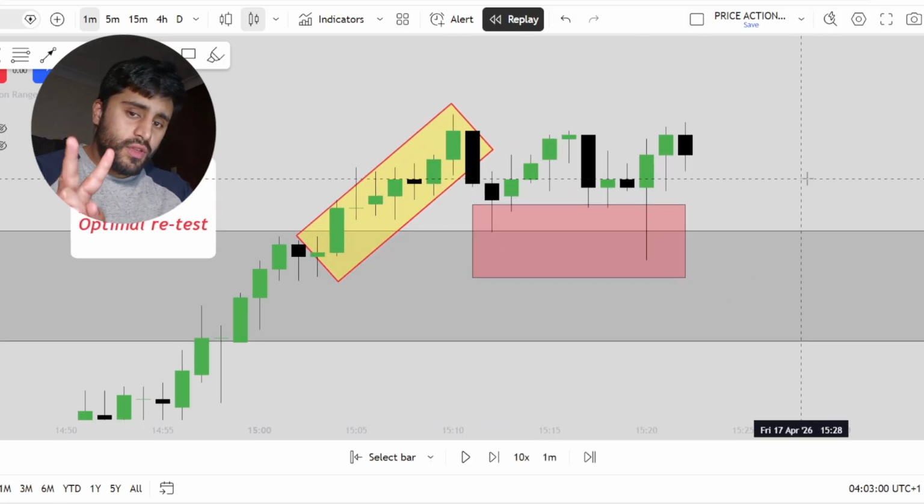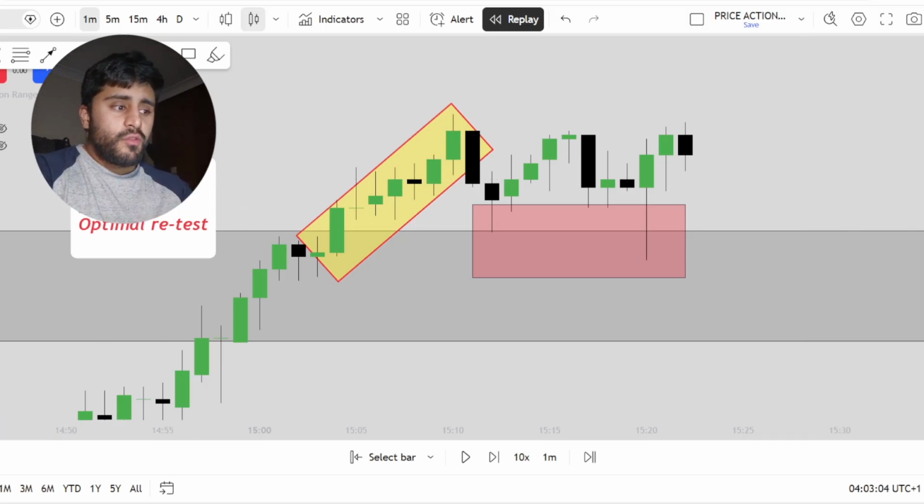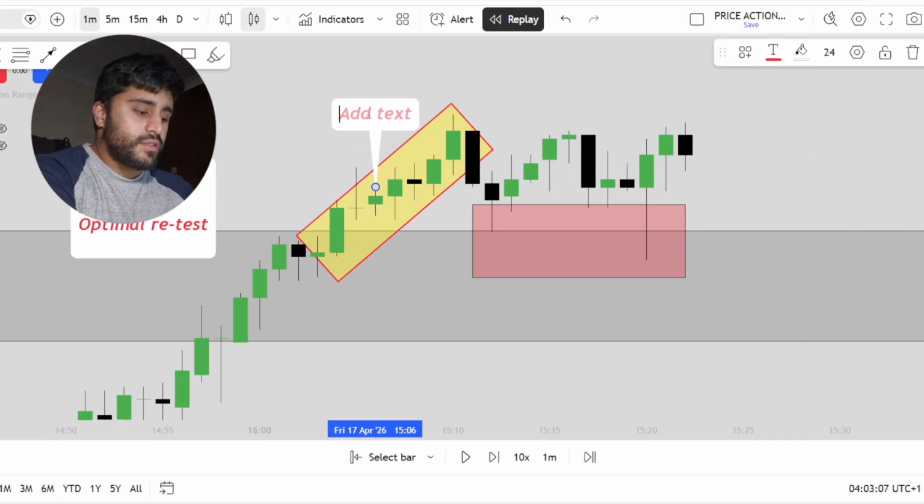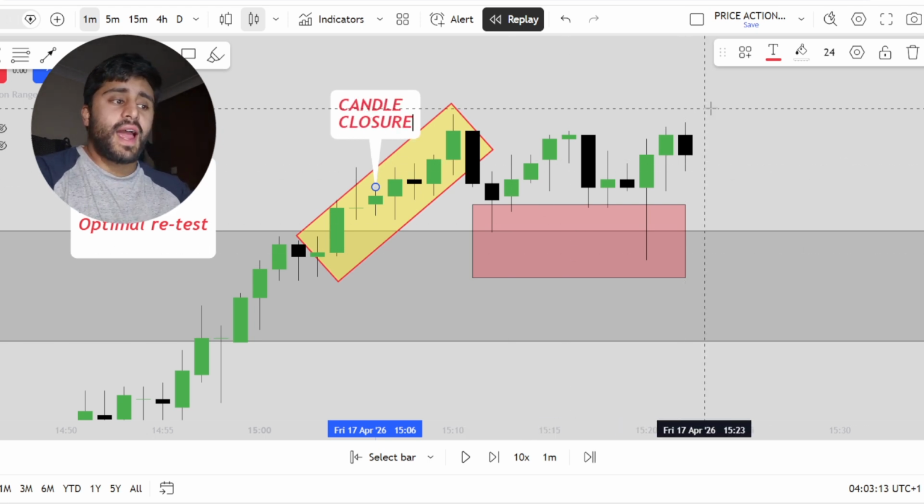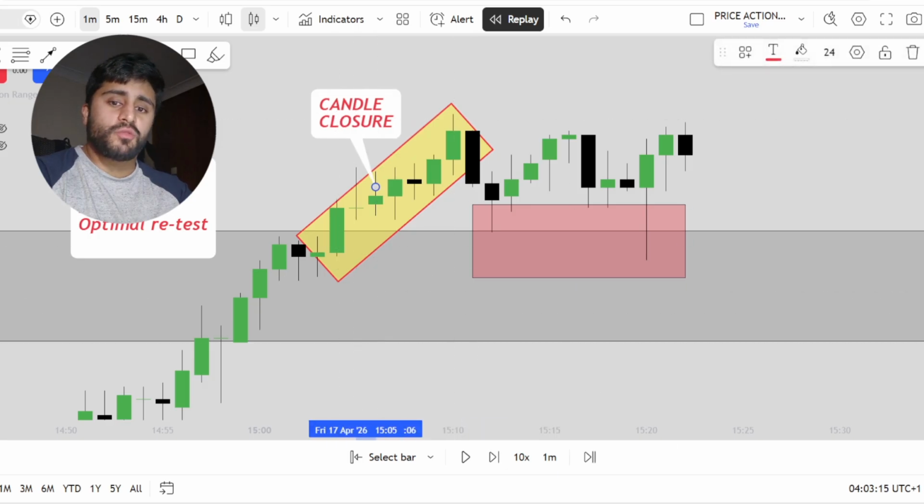So there's two things that make a break, and there's two things that make an optimal retest. For me to see a break, I would ideally want to see a candle closure. I want to see a candle closure outside of my zone. Whether it's bearish or bullish, I'd like to see a candle closure. Now, it's important to note that candle closures alone are not enough. You cannot trade price by trying to predict candles, right? If you're predicting candles, you're guessing and gambling.